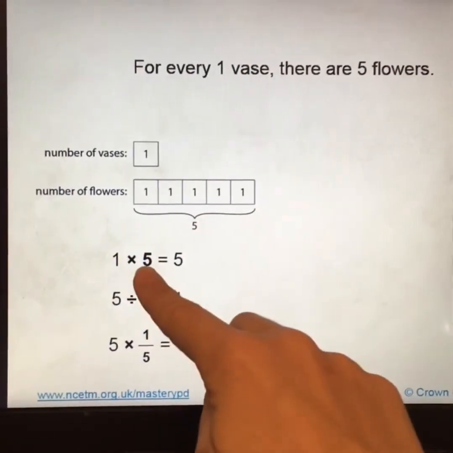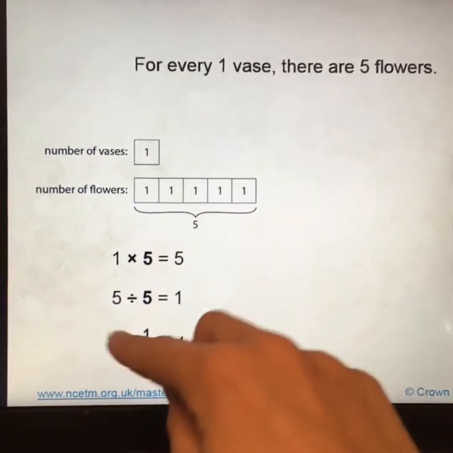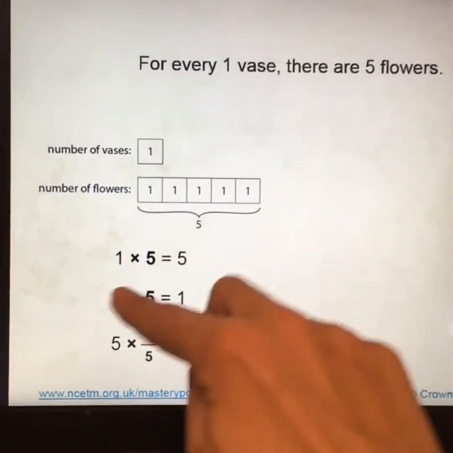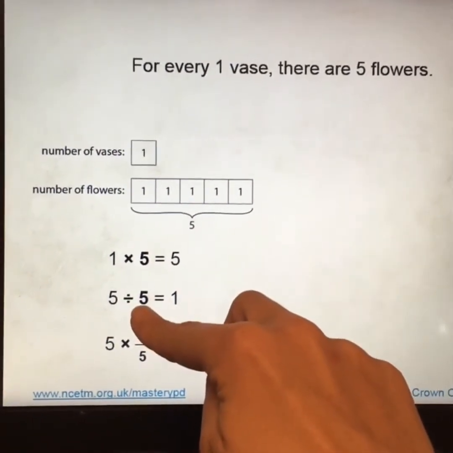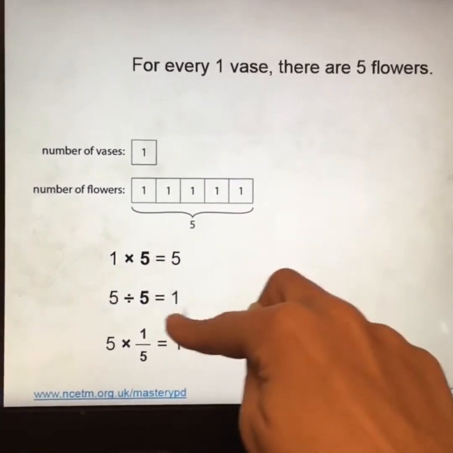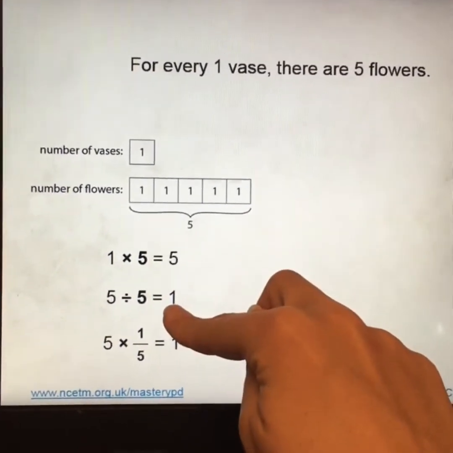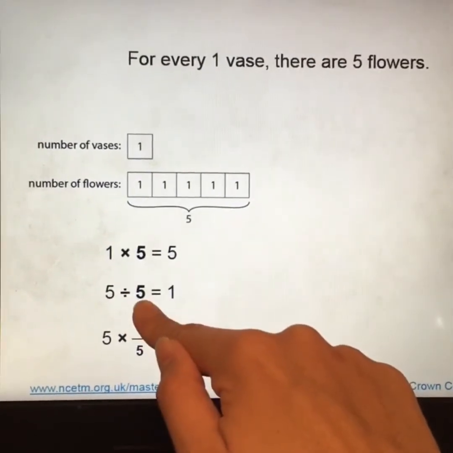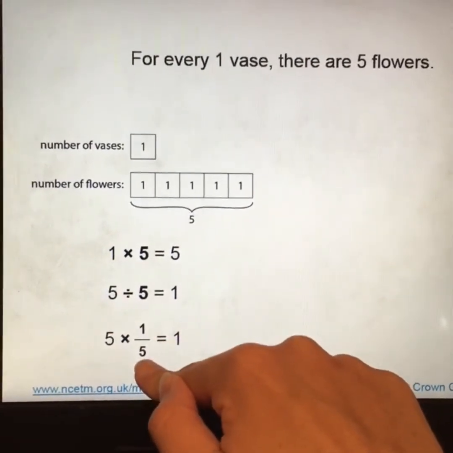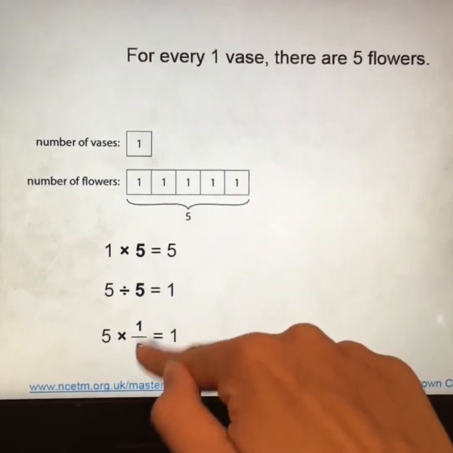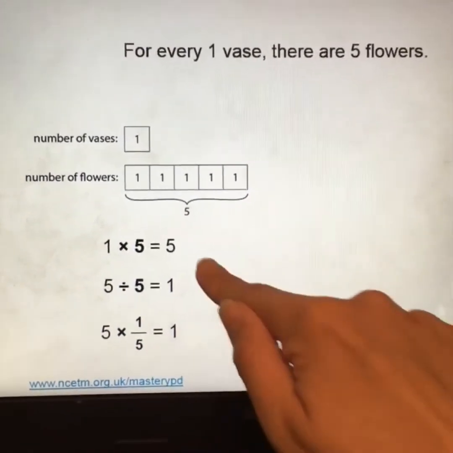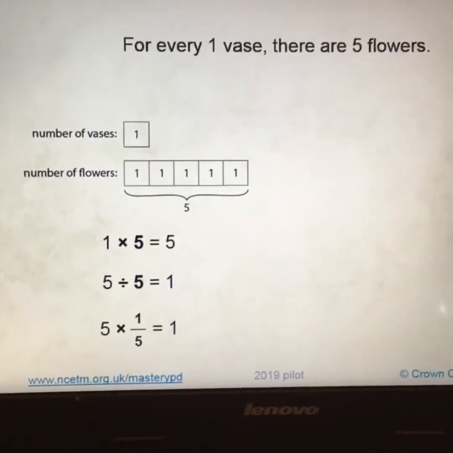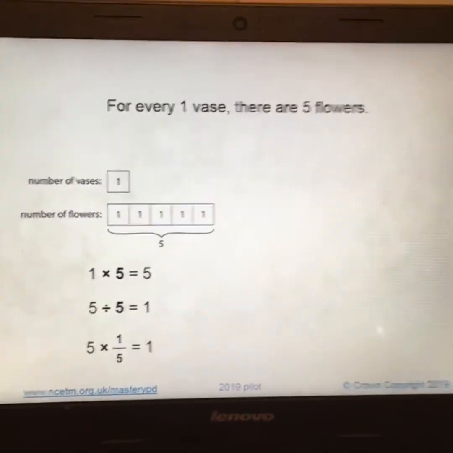So 1 vase times 5 flowers is 5 flowers in total. 5 flowers in total, there they are, look, shared into those groups of 5 would make 1 group. It would make 1 vase, wouldn't it? And then this is the same as saying 5 times 1/5, because dividing by 5 is the same as timesing by a fifth. So 5 times a fifth is 1. 1/5 of 5 is 1. Okay, so we can see these multiplication and division sentences and how they are the inverse and the opposite. And we're going to use this in a minute.